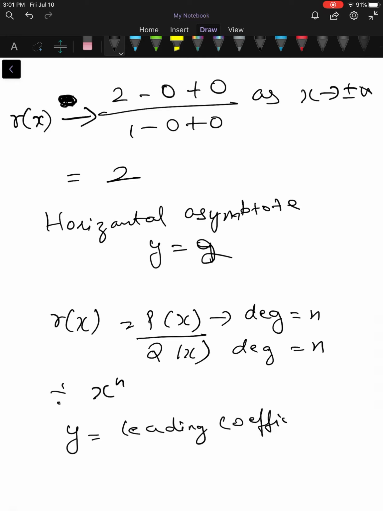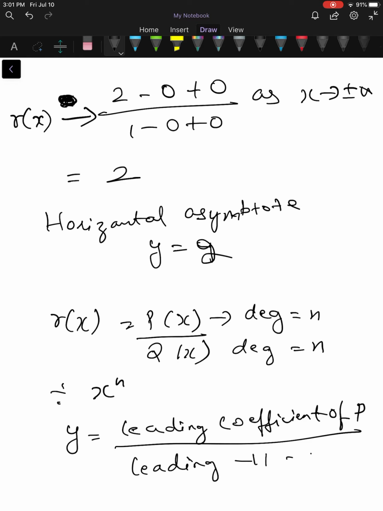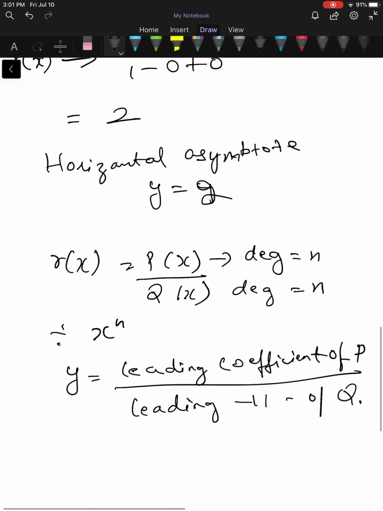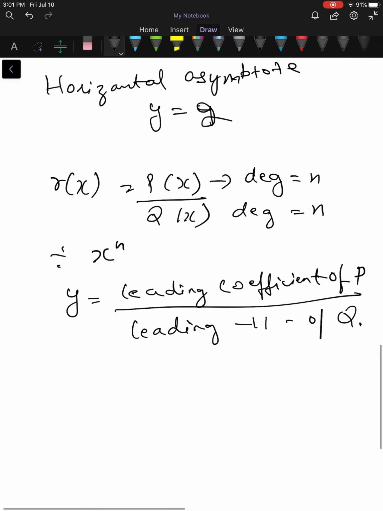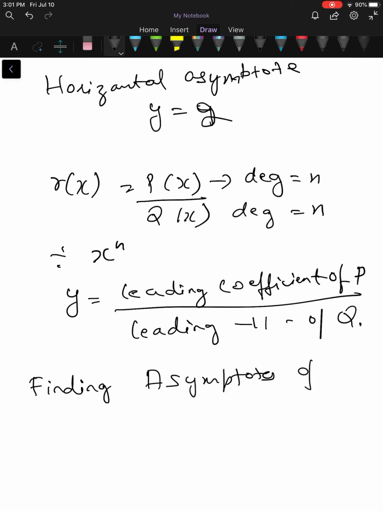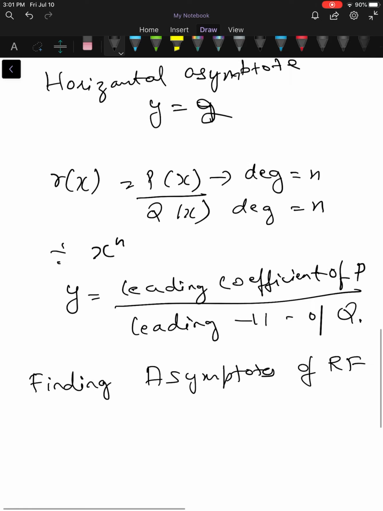coefficient of p over leading coefficient of q. Okay, leading coefficient of p over leading coefficient of q. So whatever we learned now, if we summarize the things, it is nothing but finding asymptotes of RF, that is rational functions.